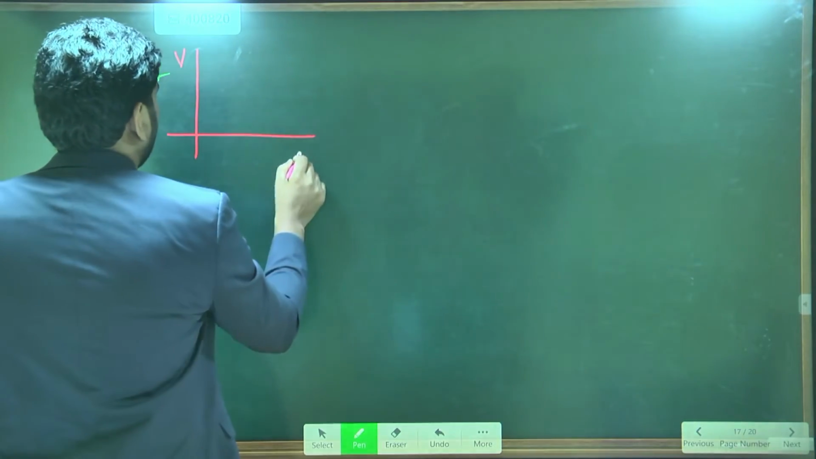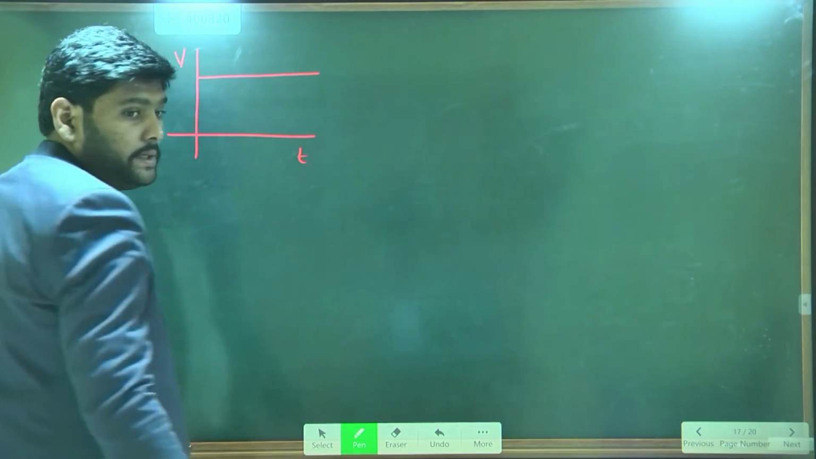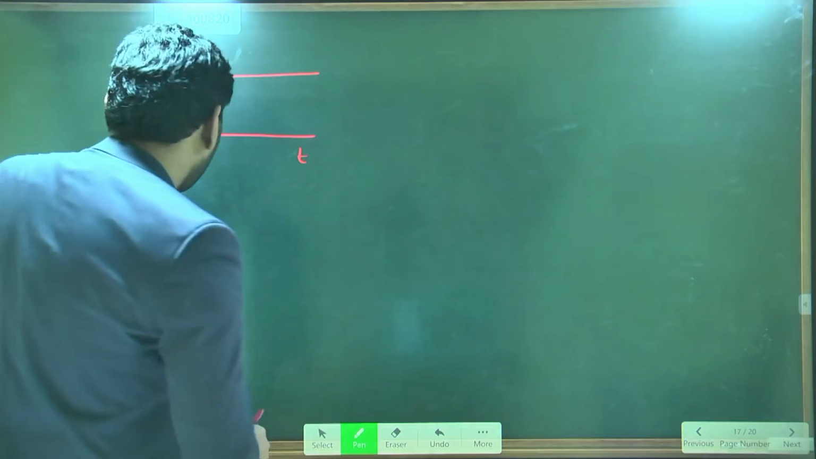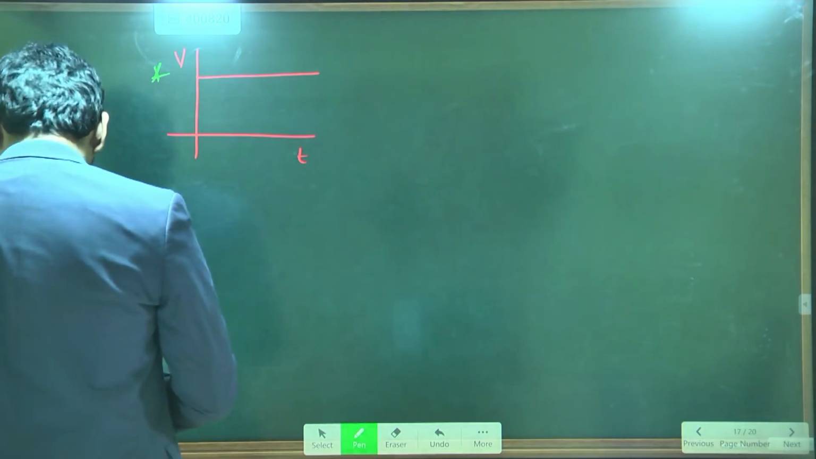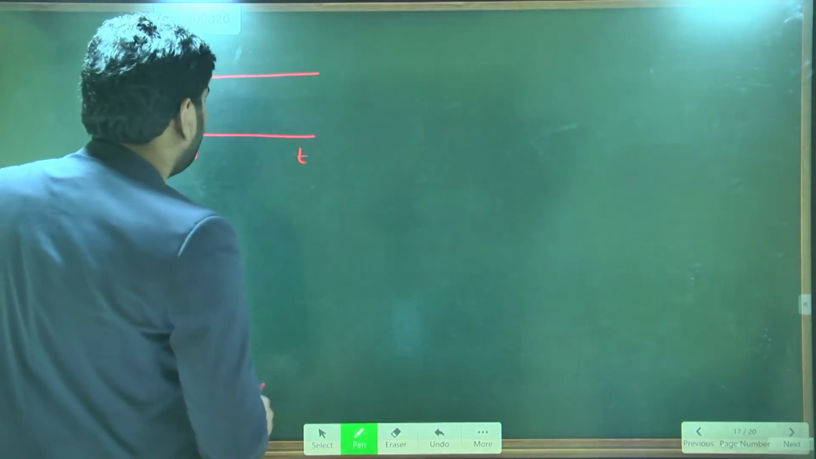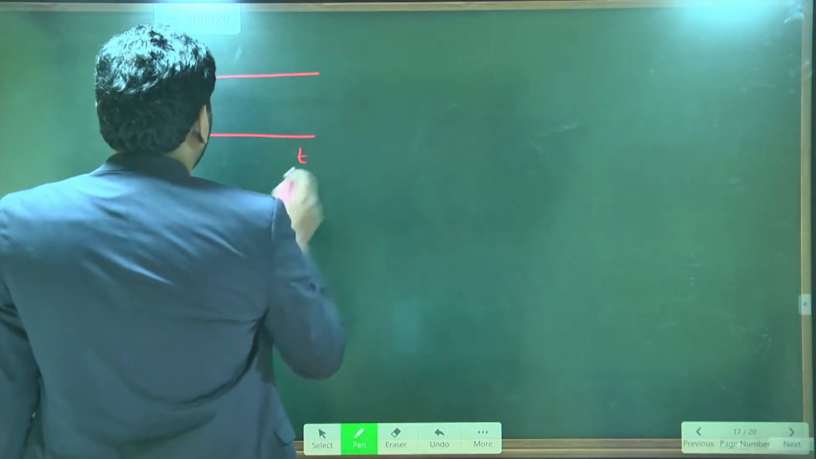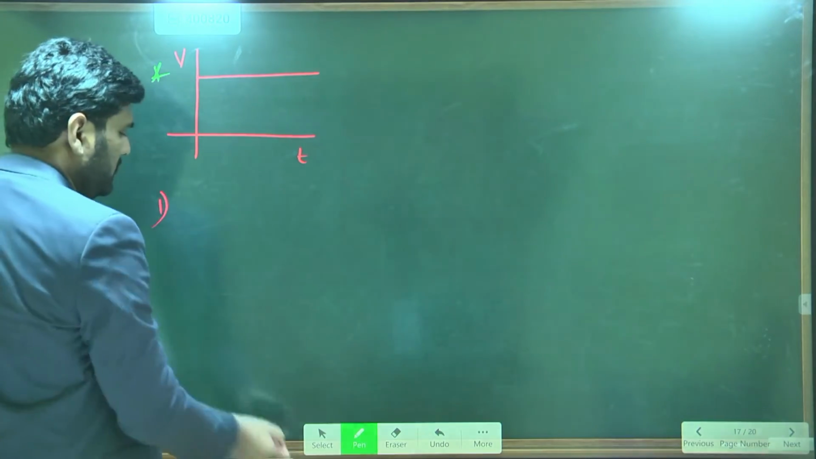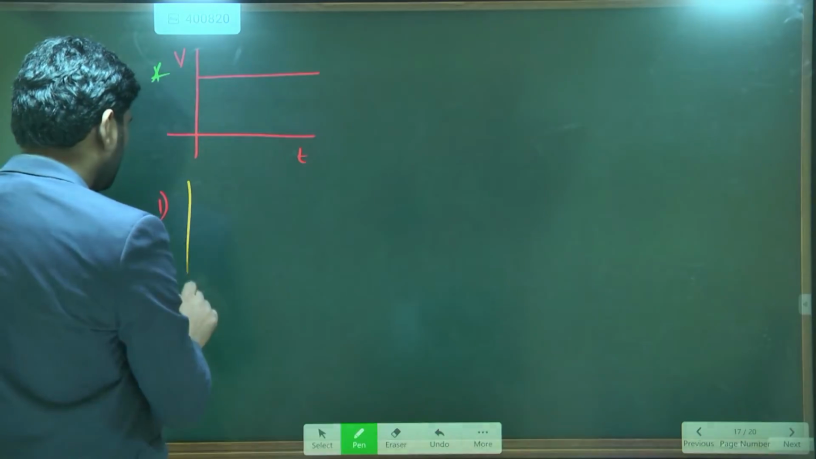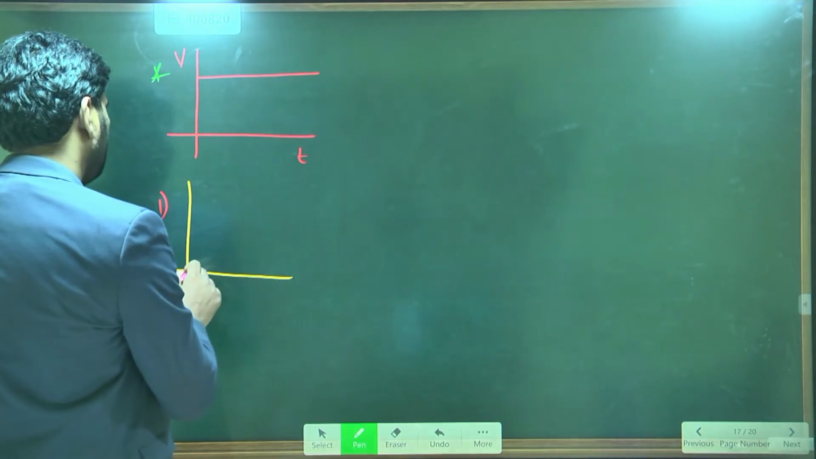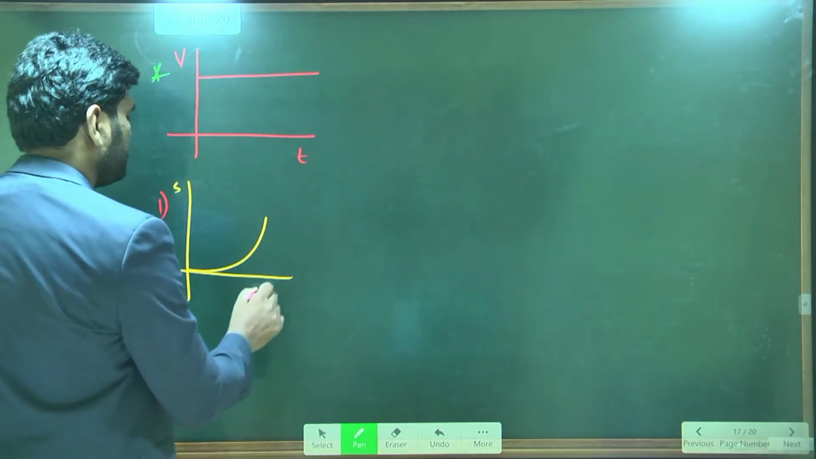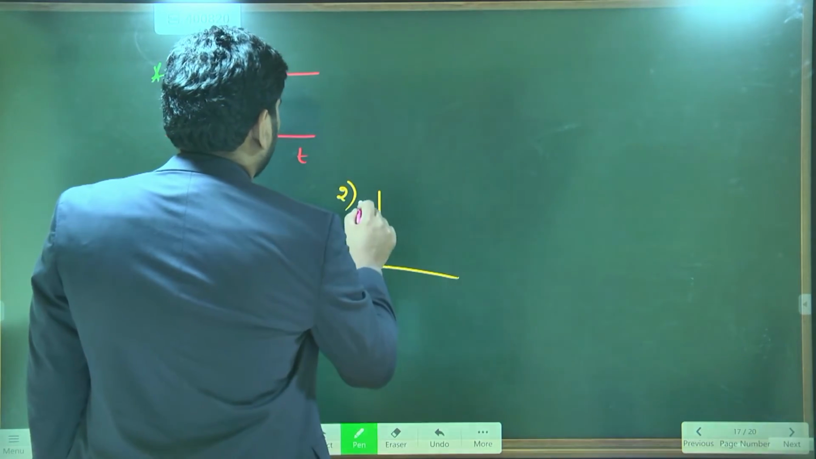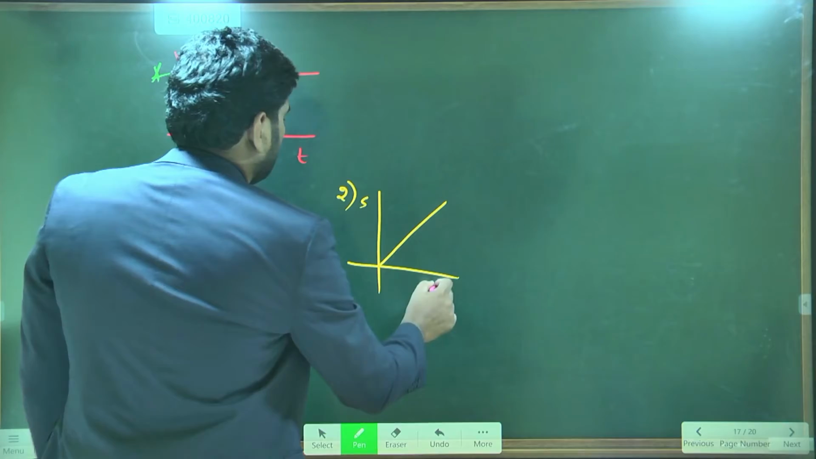This is a speed versus time graph. This is the way they have given the graph. Among these, I'll give some options to you. The first option is a graph, this is a distance versus time graph. The second option is a distance versus time graph only. This is the distance versus time graph.